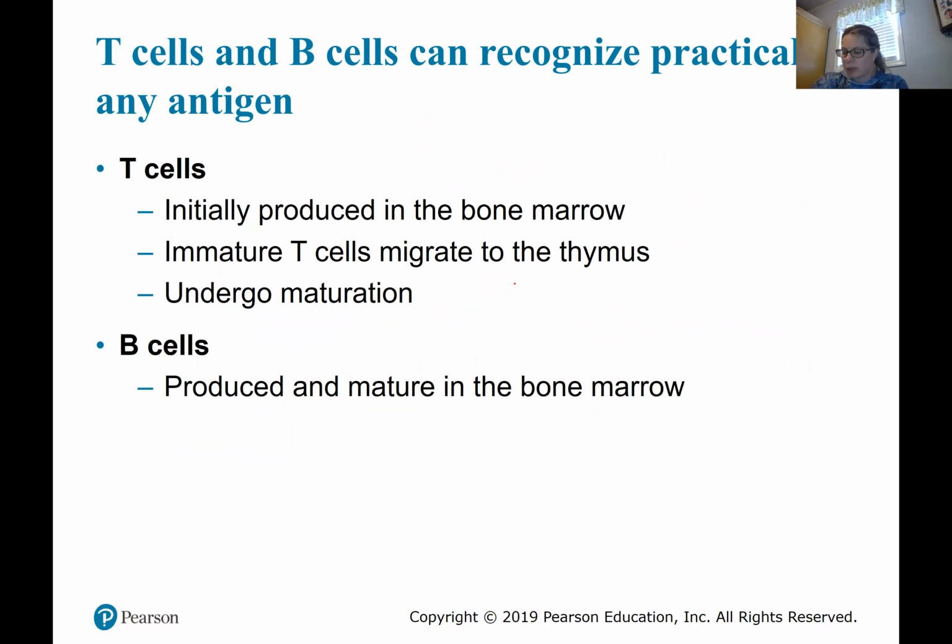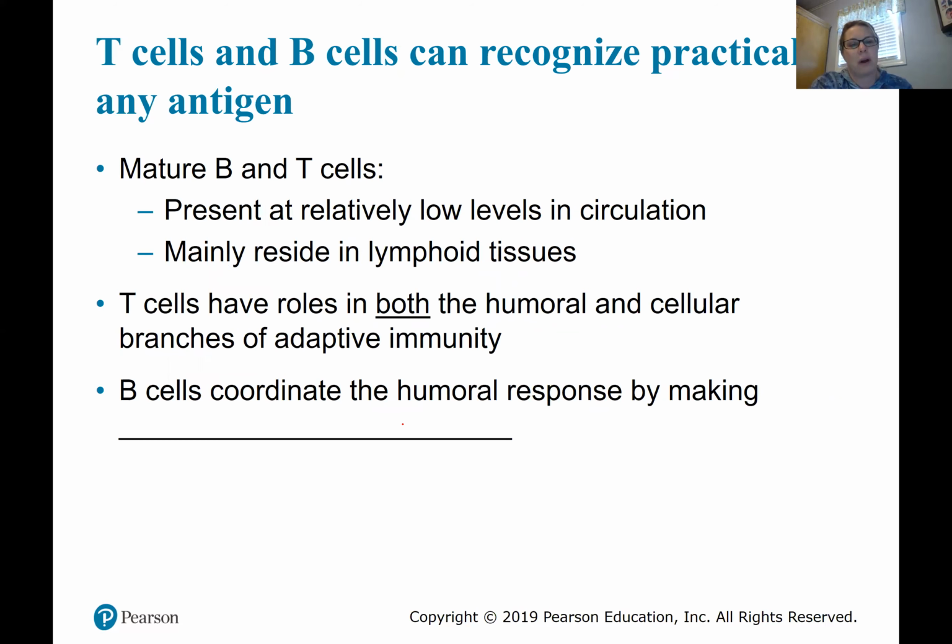Okay, some differences between T and B cells. Both T and B cells, and most blood cells, red blood cells, most white blood cells, excuse me, are produced in the red bone marrow of the long bones. The T cells are going to mature in the thymus. The B cells are going to mature right there in the bone marrow. Okay. Mature T and B cells are pretty low in blood circulation. There's not a lot of them that circulate around in the blood, a few, but very little. Most of them are going to remain in the lymph nodes and other lymphatic tissue.